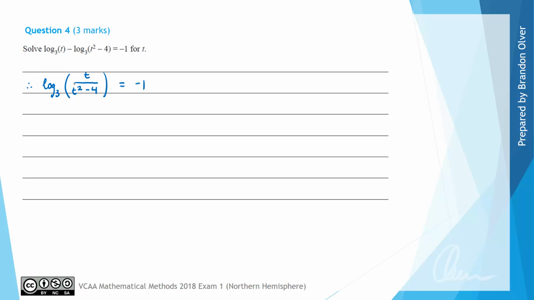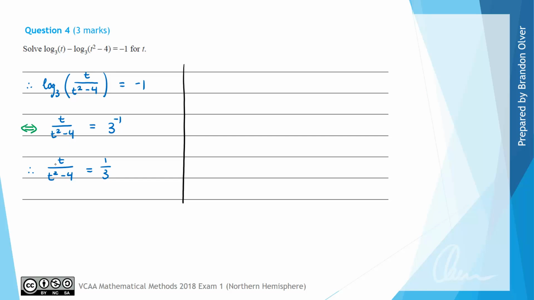As our variable's currently inside the log, we can write an equivalent statement in exponential form, which will find that t divided by t squared subtract 4 is equal to 3 to the power of negative 1. So in that process, the base of the log becomes the new base, the number that was outside the log, the negative 1, is the new power, and this term inside the log is now by itself. So simplifying this down, we find that t divided by t squared subtract 4 is equal to, and 3 to the power of negative 1 is the same as a third.